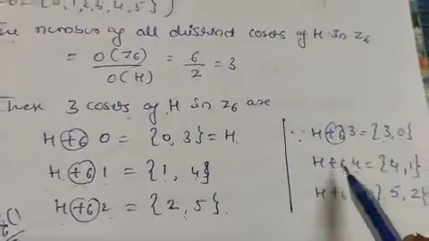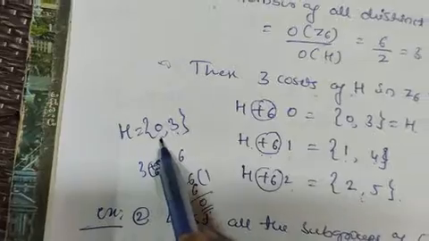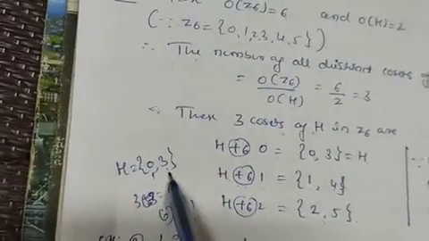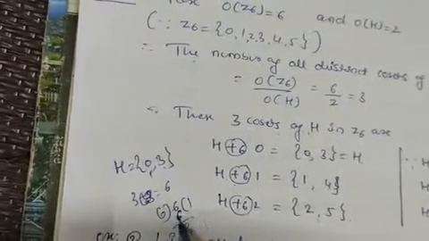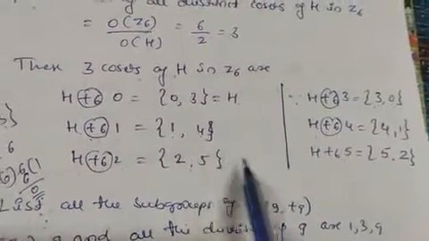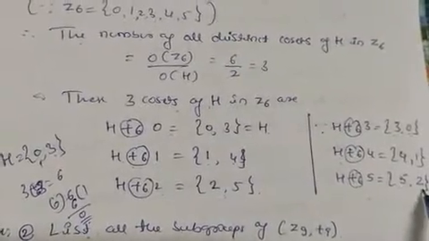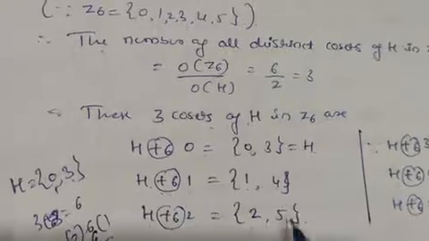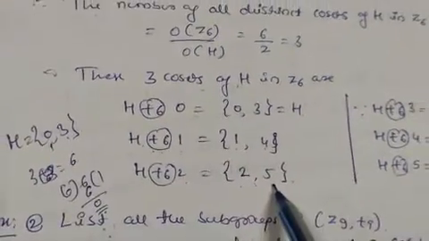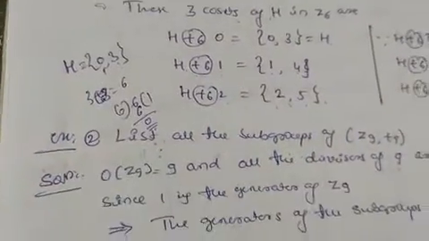Again, H under addition mod 6, 4 means you add 4 to this. 0 plus 4 is 4, and 3 plus 4 is 7. 7 divided by 6 gives remainder 1. So it is {4, 1}, the same as {1, 4}. One more is H under addition mod 6, 5, which is {5, 2}, the same as {2, 5}. Therefore, only these 3 are the distinct cosets of H in Z6.